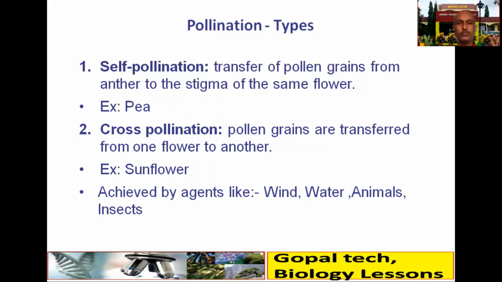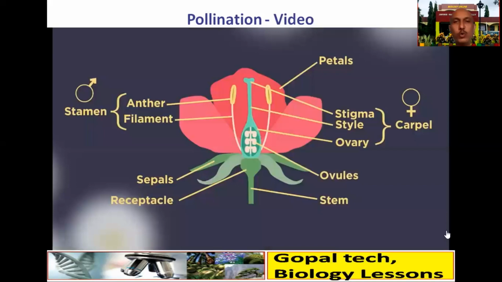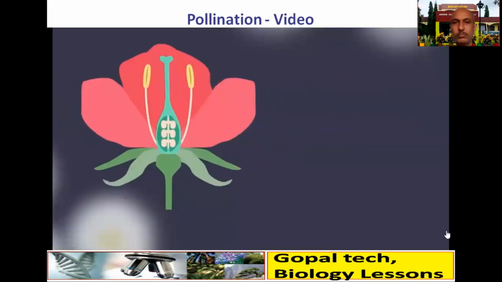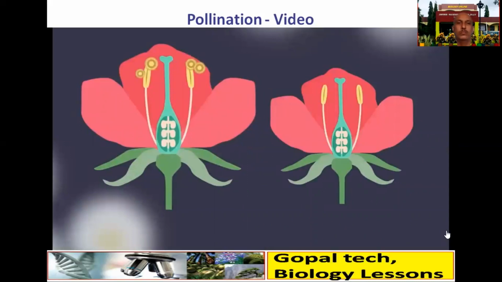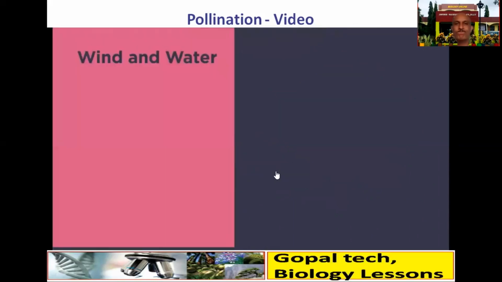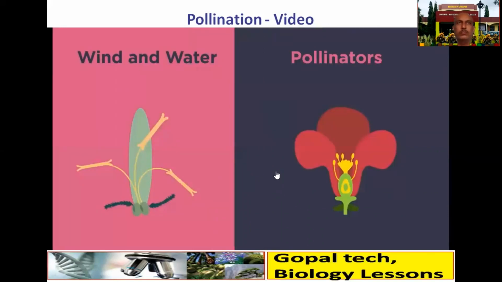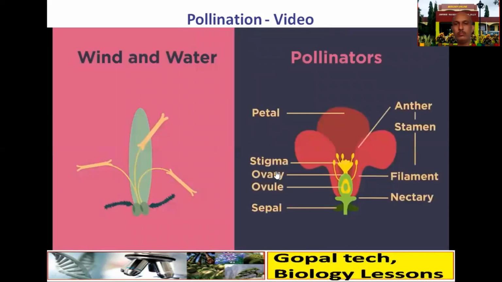Okay, aisa dekh lo. Now see here. So how does pollination work? Pollination is a transfer of pollen from the male anther of one flower to the female stigma of another. Okay, this is pollination. Flowers can be pollinated in different ways, by wind and water, or by pollinators such as insects, birds, and other animals. Flowers pollinated by pollinators are structurally different from those pollinated by wind or water. Look at the differences in size, scent, and color of the petals, and the positioning of the stamen and style.